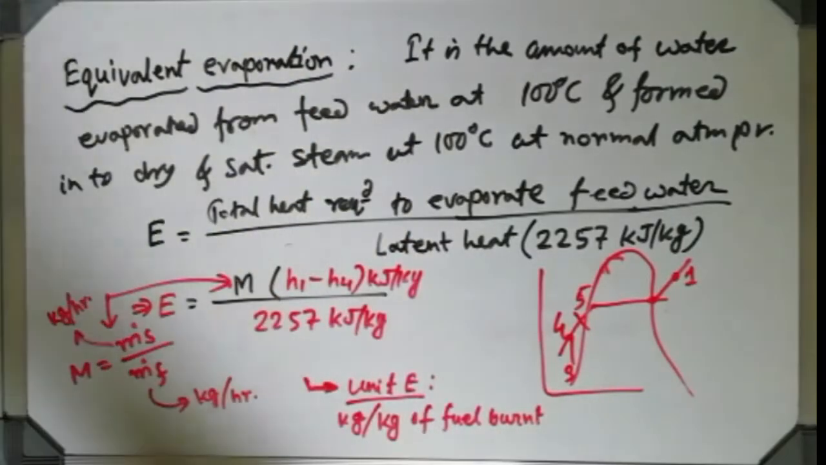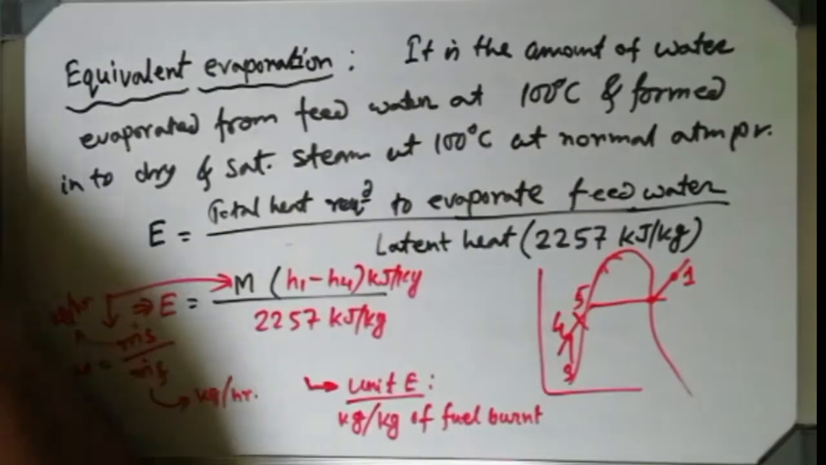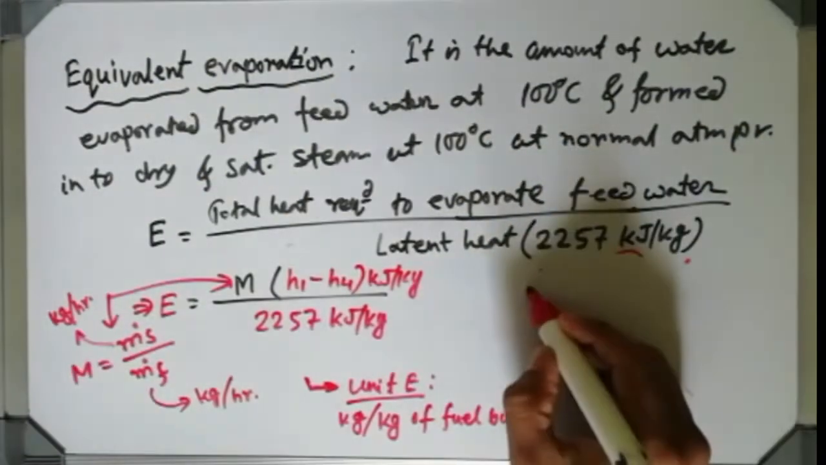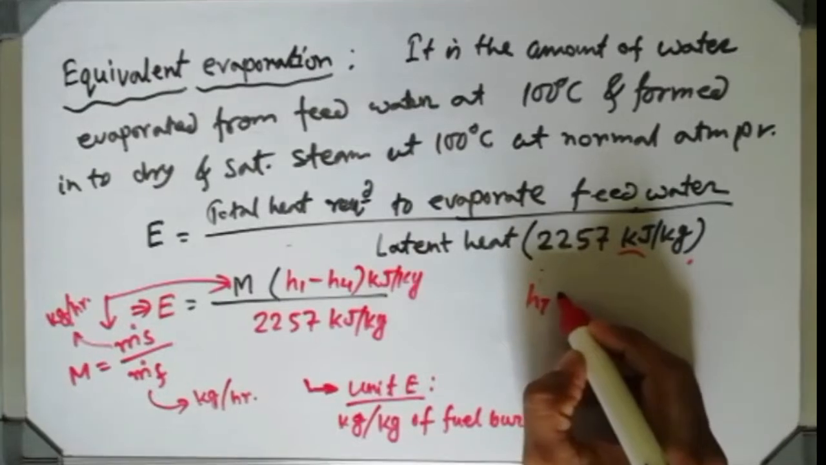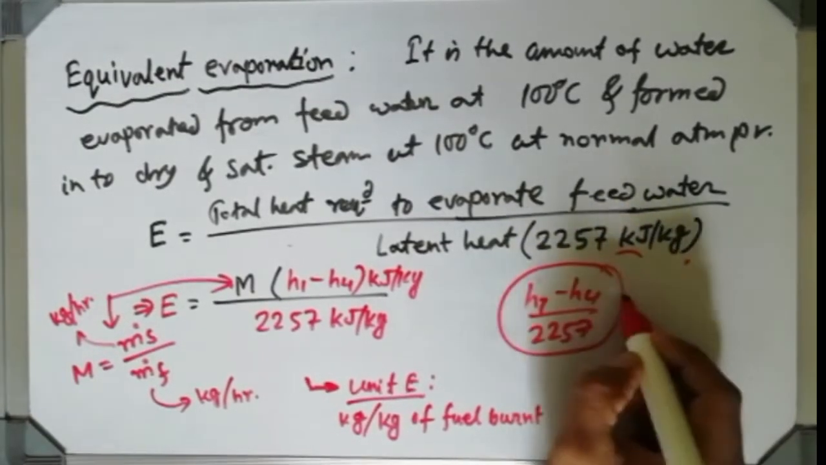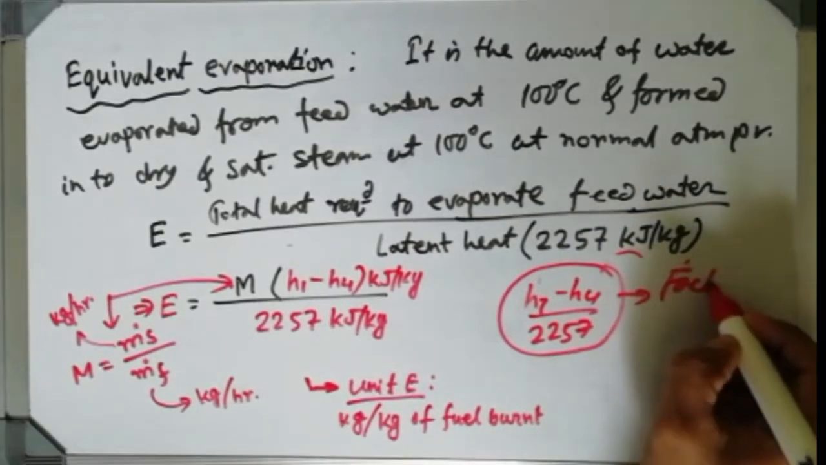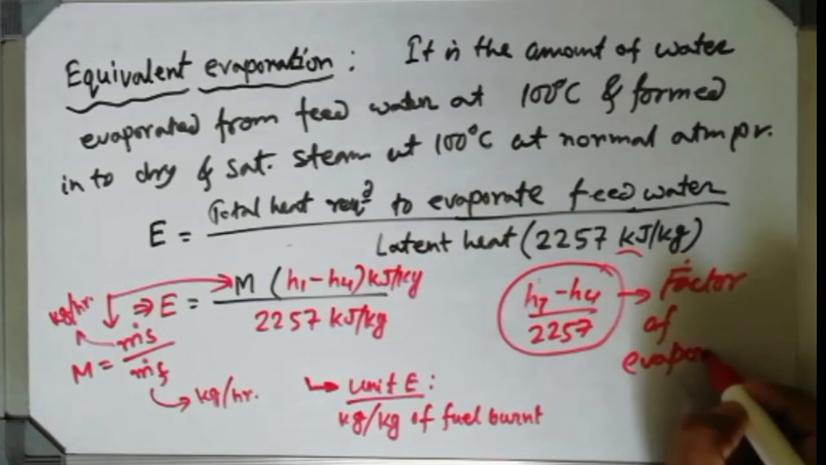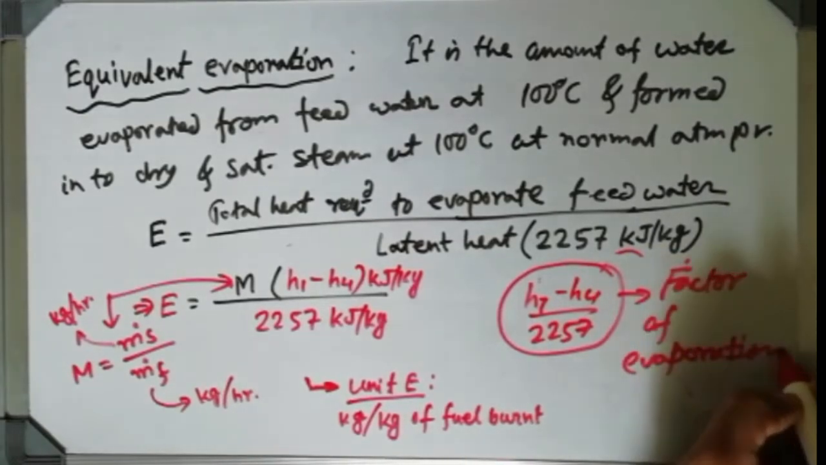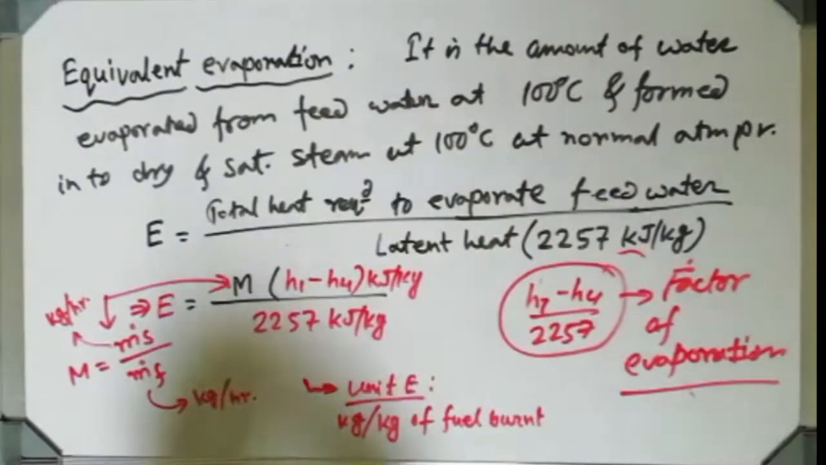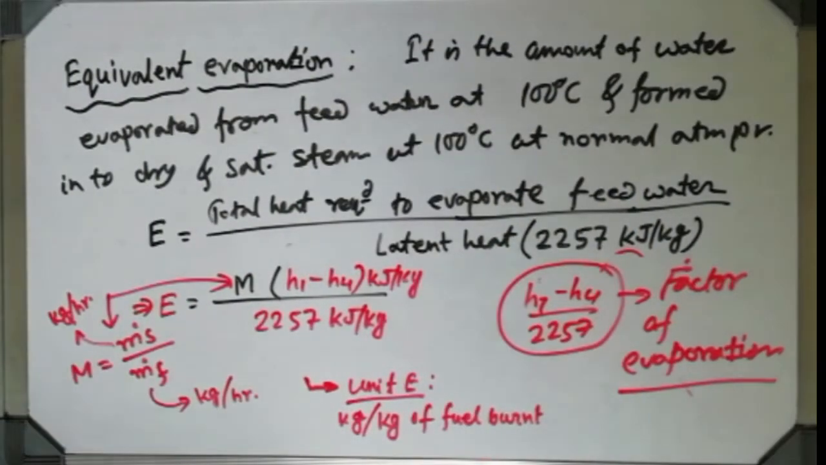And in this expression, this H1 minus H4 divided by 2257, this part is known as factor of evaporation. So if any short question comes that what is factor of evaporation, that is the part which is known as factor of evaporation.